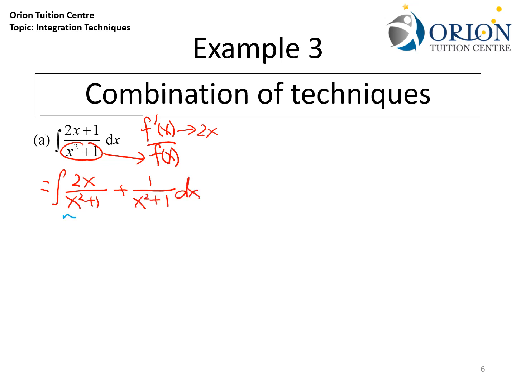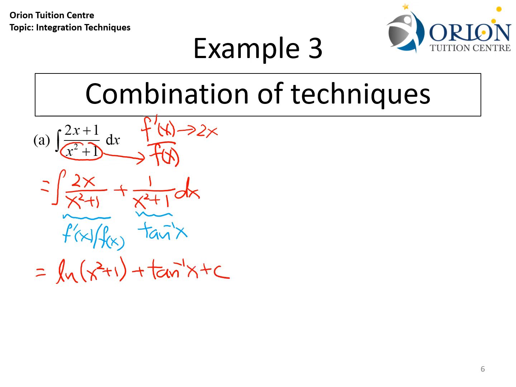In this first term over here, we are going to integrate using standard form of f prime x over fx. And this second term can be integrated using tangent inverse x, which is found in the formula for your MF26. And therefore, we will get the answer of ln x squared plus 1 plus tangent inverse x plus c.